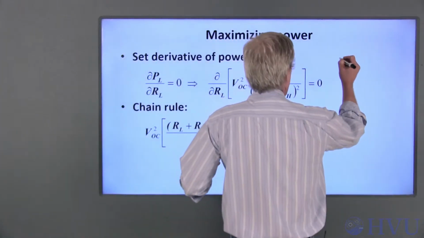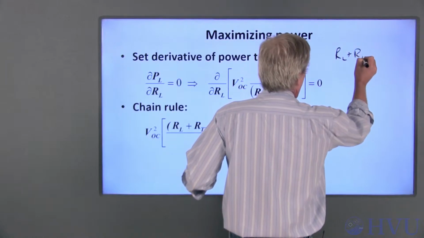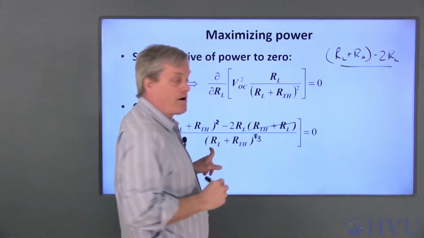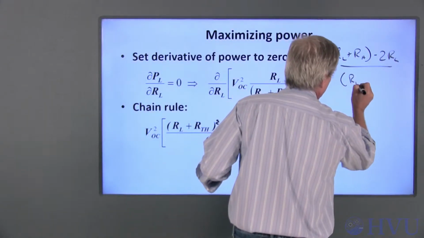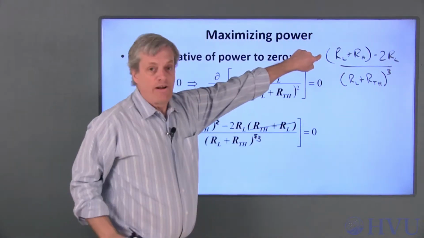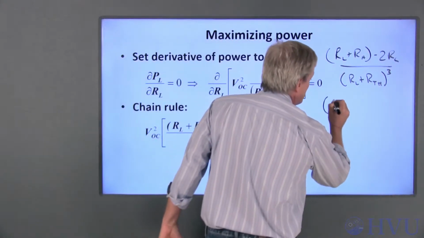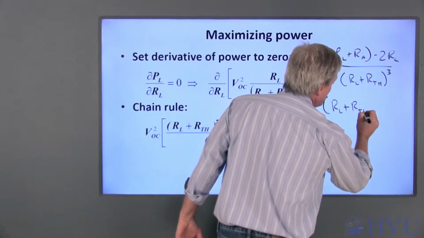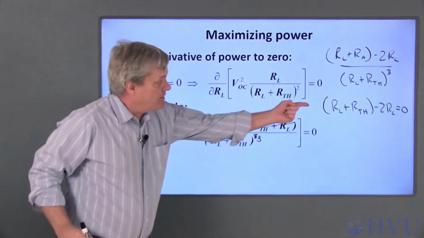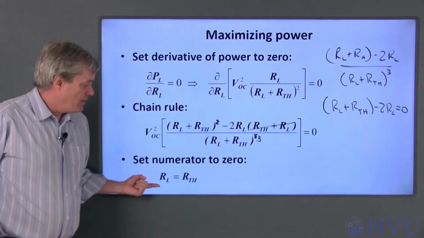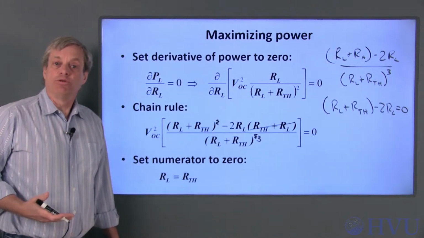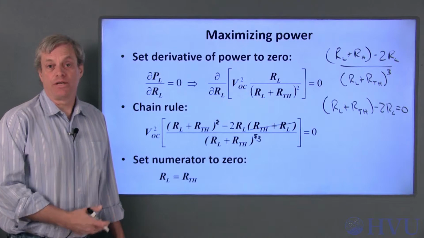Now, this is RL plus RTH minus 2RL over RL plus RTH cubed. Setting the numerator equal to 0 now says that RL plus RTH minus 2RL is equal to 0. And solving that for RL results in RL is equal to RTH, or that the load resistance should be set equal to the Thevenin resistance of the source circuit.